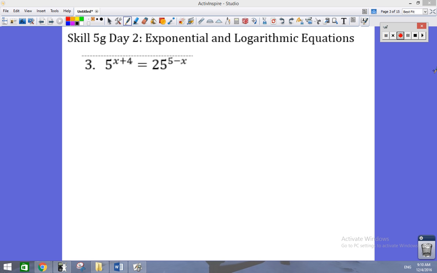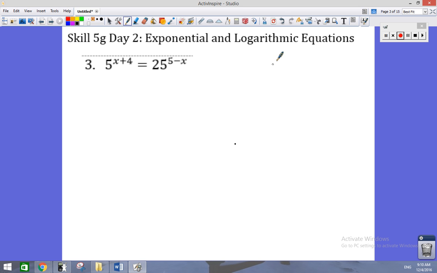Here in problem number 3, they give us an exponential equation. When our variables are up there as exponents, we really don't have any properties of equality that will let us isolate that variable. So that's where logarithms come into play, because if we take the log of each side, then by the product rule, we can pull these exponents down as coefficients.